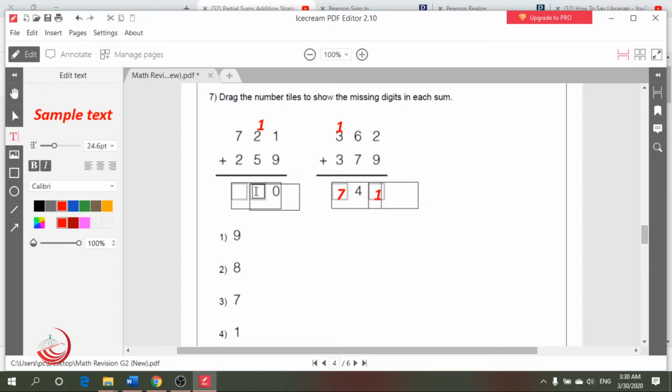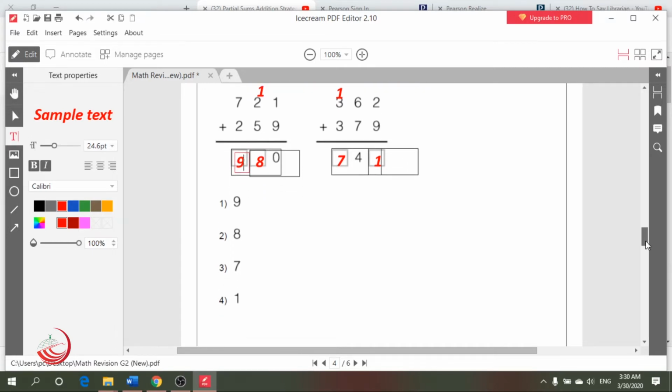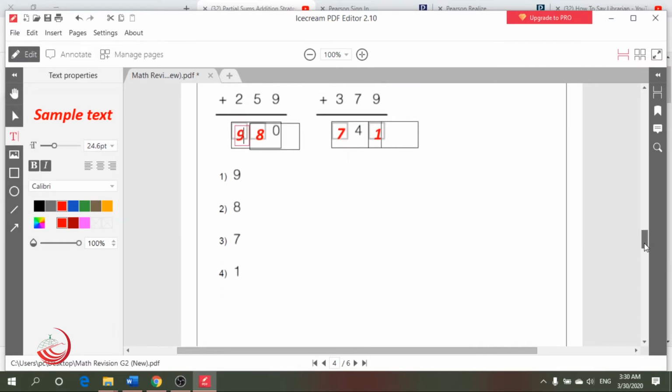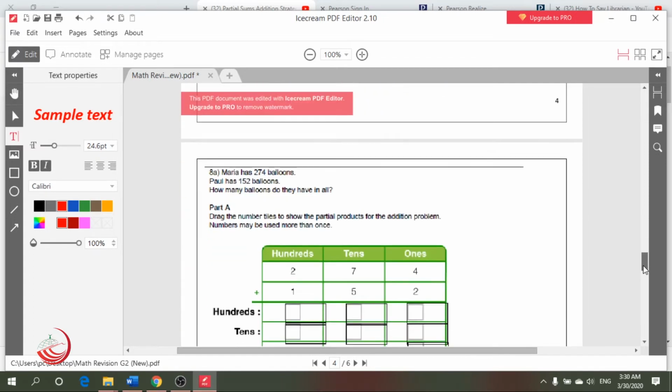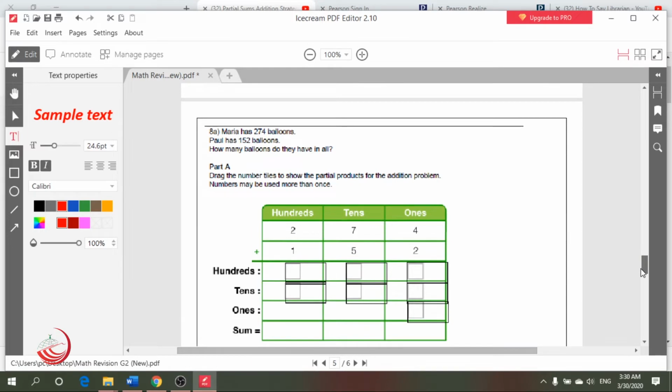Now, my friend Ammar Jazim, can you tell me 7 plus 2 equals what? 9. Excellent. It will be 8 and 9. So the answers here will be 741, and there it will be 980. So now let's go to the next page, which is page 5.